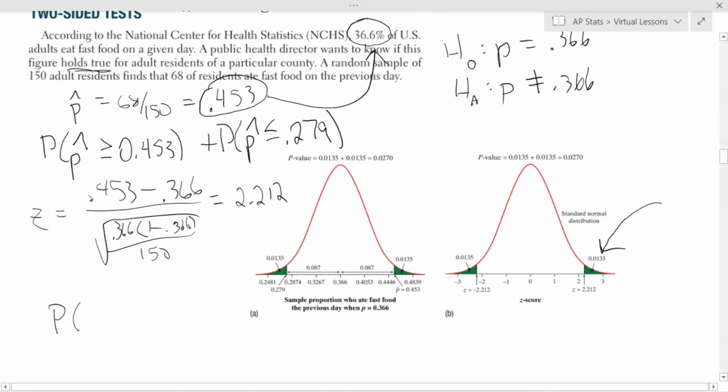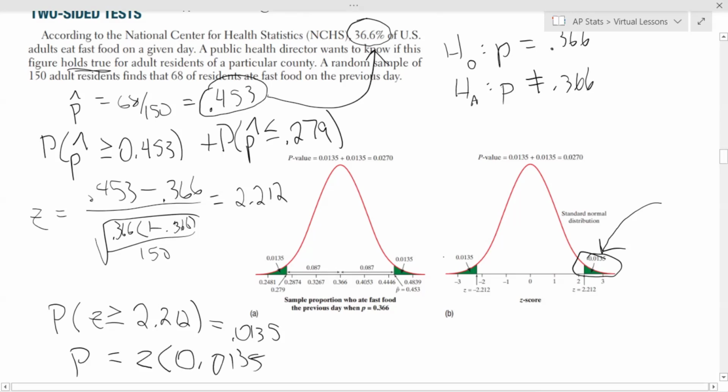So using technology, we can get the p-value of z greater than 2.212, which is 0.0135. That's this right here. So the p-value is equal to 2 times 0.0135, because we have to account for the other side of the two-sided test. So this is going to give us 0.027. So what does this result mean?